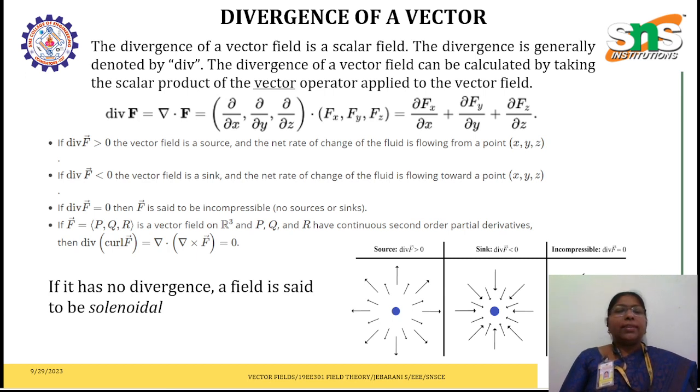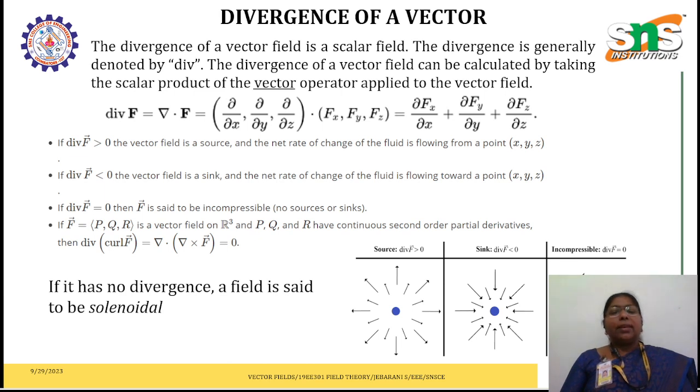And if the divergence value happens to be greater than zero, it means that whatever space you have is going to have a sourcing property. If the divergence is less than zero, whatever quantity we have considered is going to have a sinking property. And if the divergence happens to be zero, then it becomes incompressible.